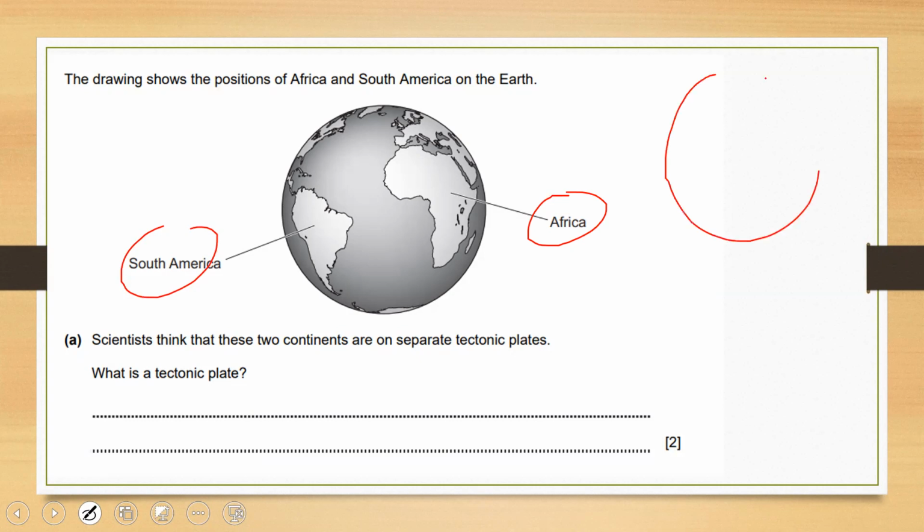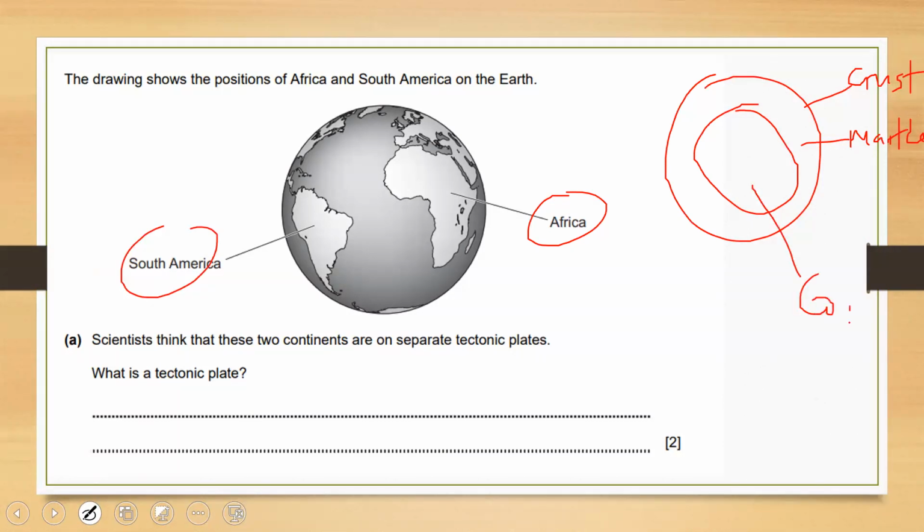If you look at the structure of the earth, you have the crust. Underneath the crust you have the mantle, and of course you have the core. The core can also be seen as inner core and outer core, but we can just say the core. Now, the crust and the mantle, especially the upper mantle.